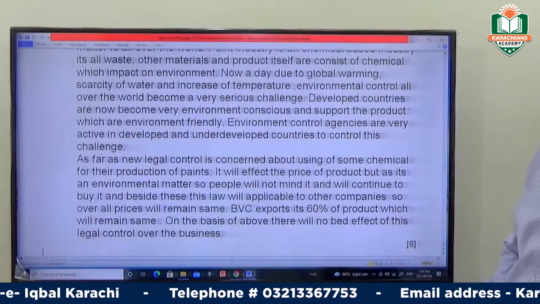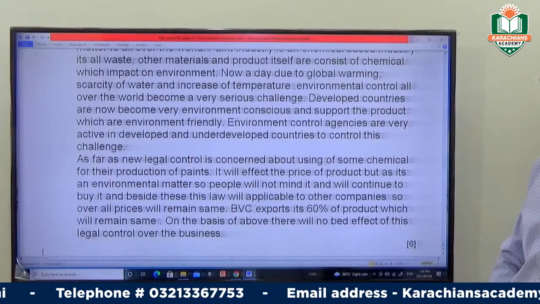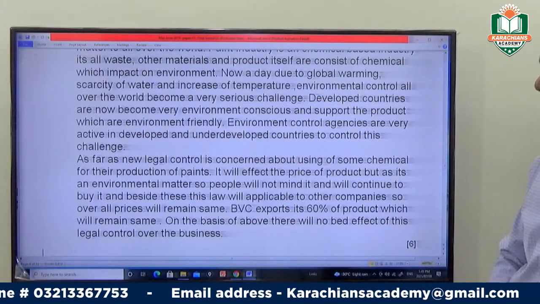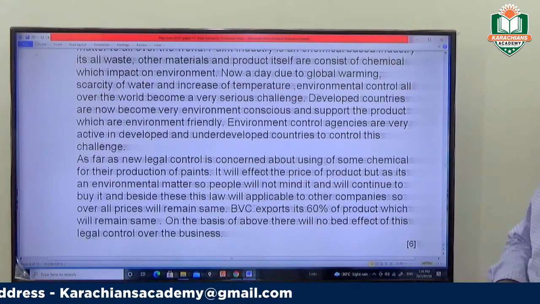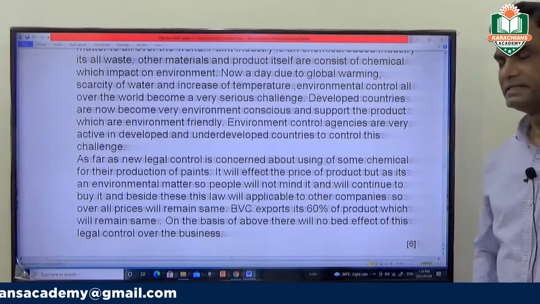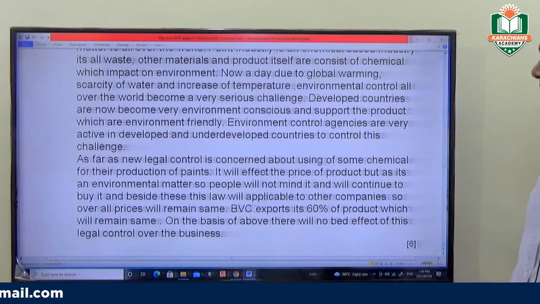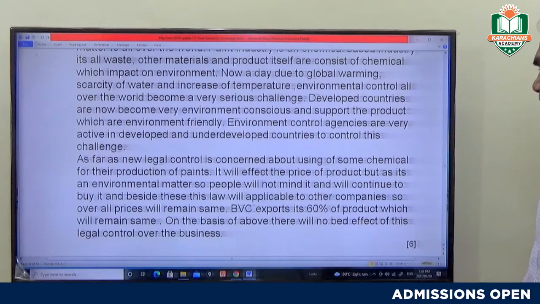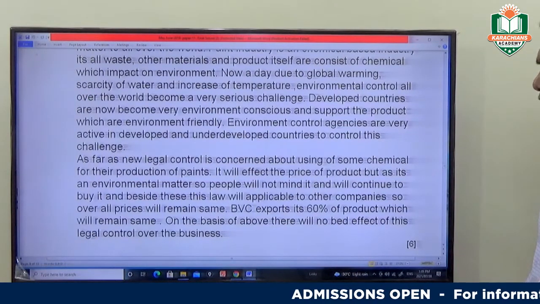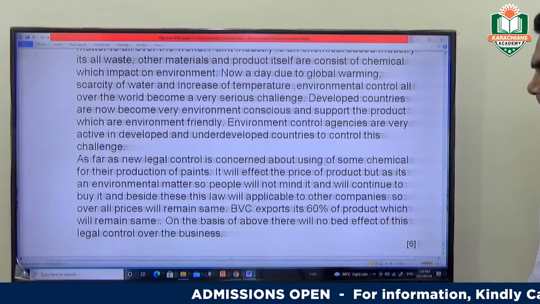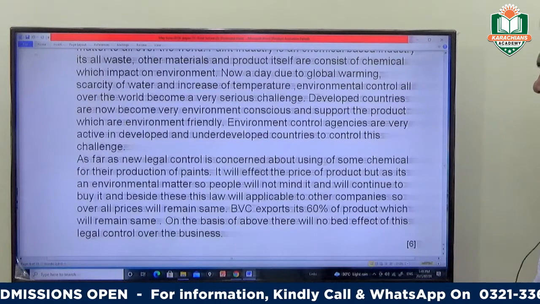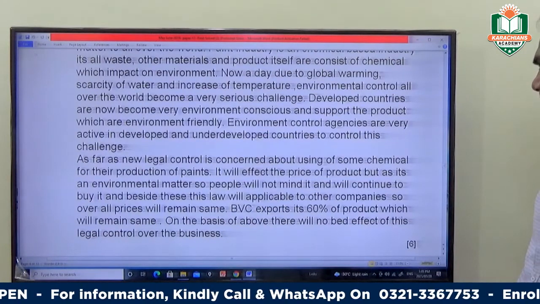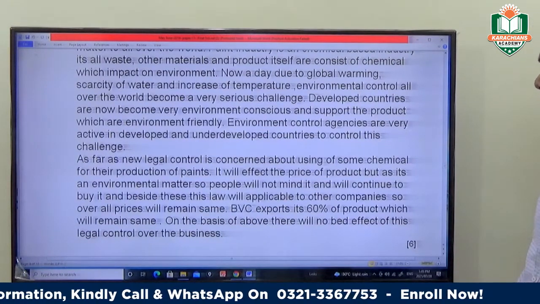Environment control agencies are very active in developed and underdeveloped countries to control this challenge. As far as the new legal control is concerned about using some chemicals for the production of paints, it will affect the price of the product, but as it's an environmental matter, people will not mind it and will continue to buy it. Besides, this law will be applicable to other companies, so overall prices will remain the same. BBC exports 60% of its products, which will remain the same. On the basis of the above, there will be no bad effect of this legal control on the business.